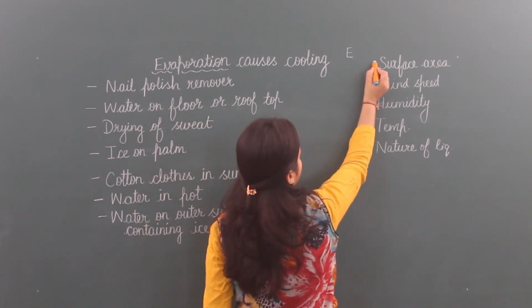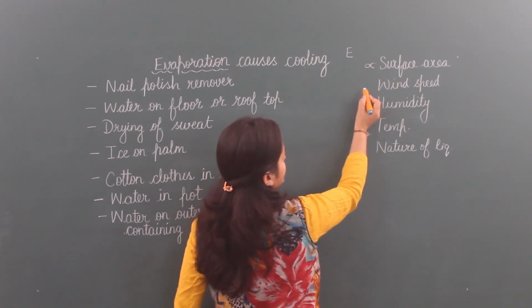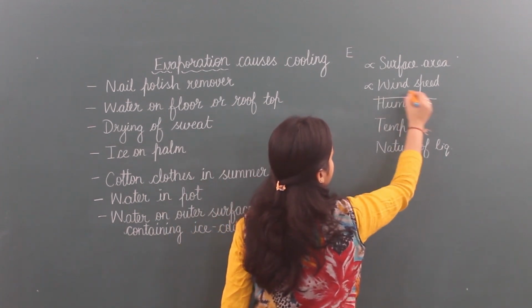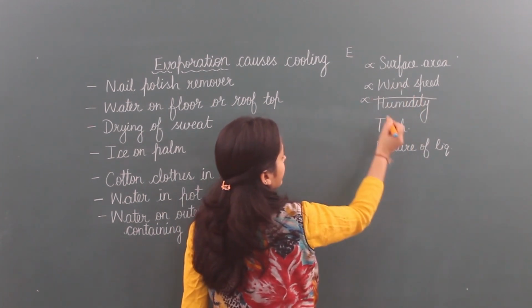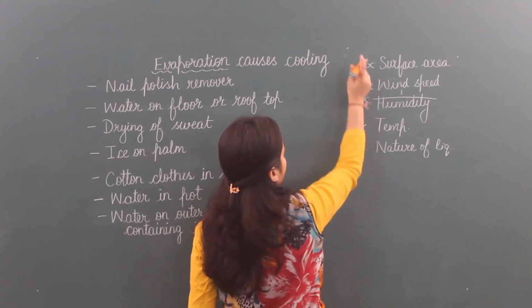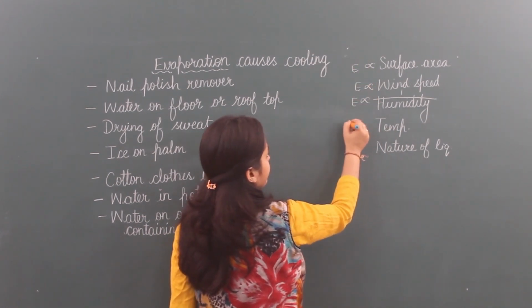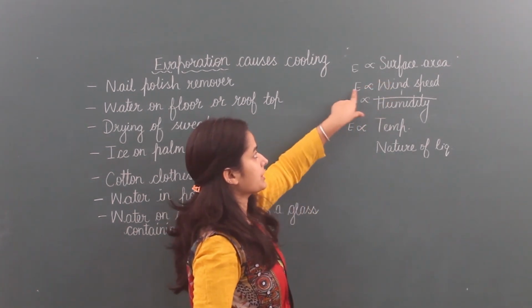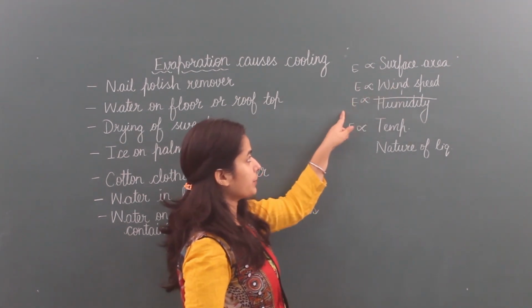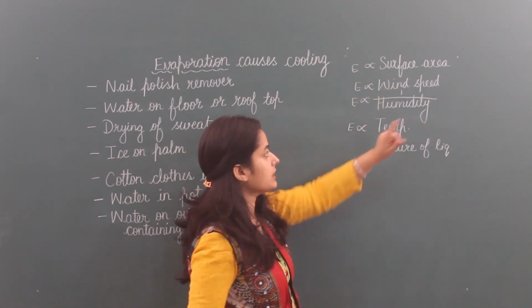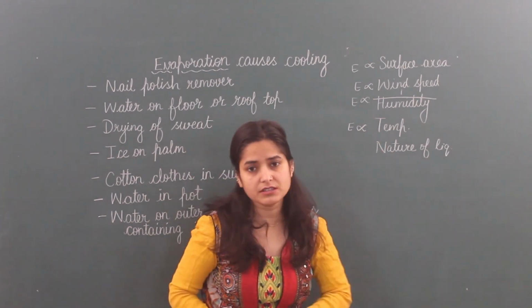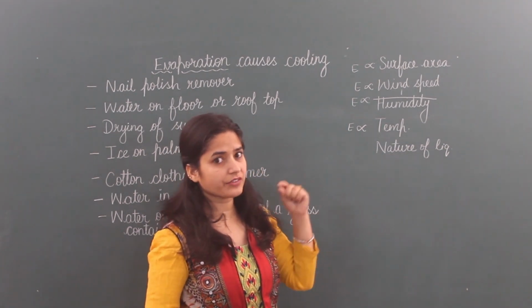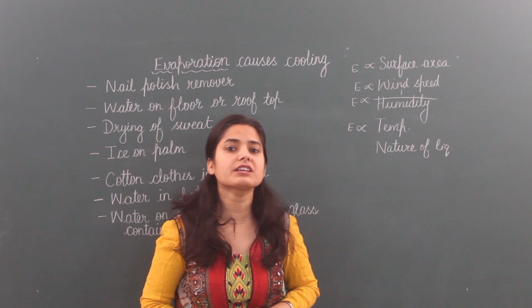Surface area is directly proportional to evaporation, wind speed is directly proportional to evaporation, humidity is inversely proportional to evaporation, temperature is directly proportional to evaporation. That means evaporation increases with increase in surface area, evaporation increases with increase in wind speed, evaporation decreases with increase in humidity, and evaporation increases with increase in temperature. If force of attraction is more, then evaporation is less. If force of attraction is less, then evaporation is more.